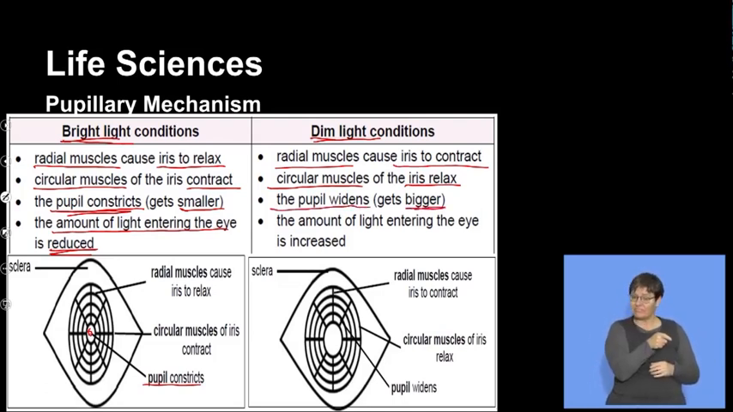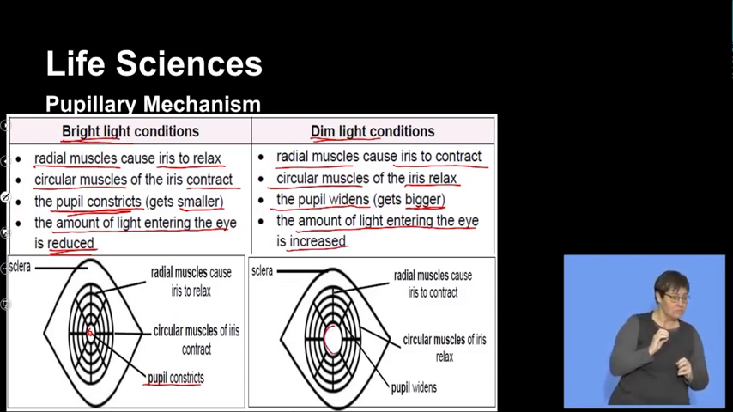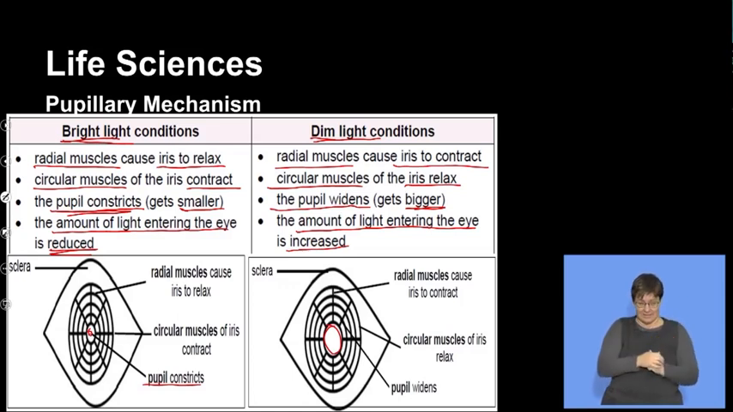So in that case, the amount of light that will enter the eye will increase, as the pupil increases. So the diagram here shows the bigger or dilated pupil, because now you are focusing on the image in what? In dim light.